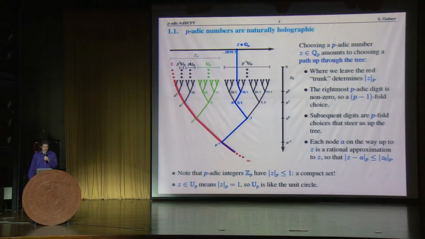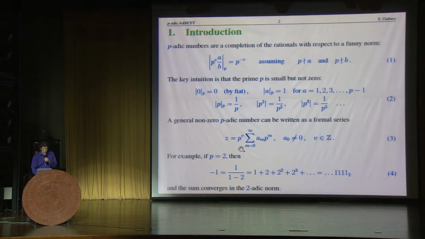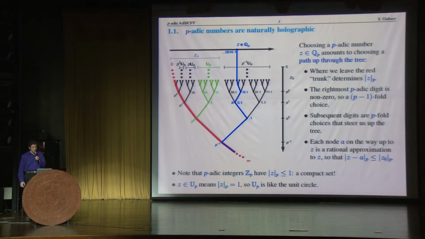The information in that expansion is encoded in the path in the following way. Where you leave the main trunk determines the overall p-adic norm. So to back up for a moment, the overall p-adic norm is determined by this overall factor. So that first factor is controlled by where you leave the dark red trunk. And then every subsequent choice you make in steering your way up the tree corresponds to choosing the next p-adic digit from right to left.